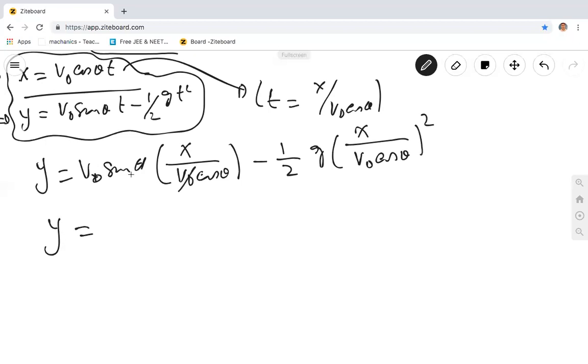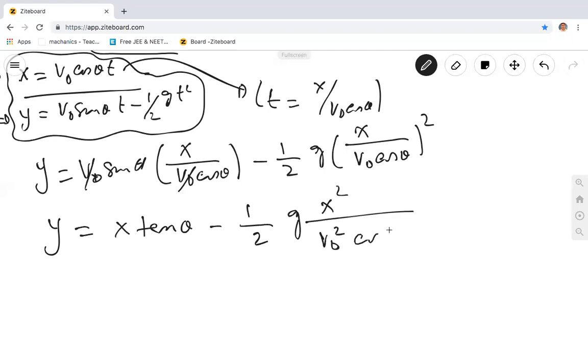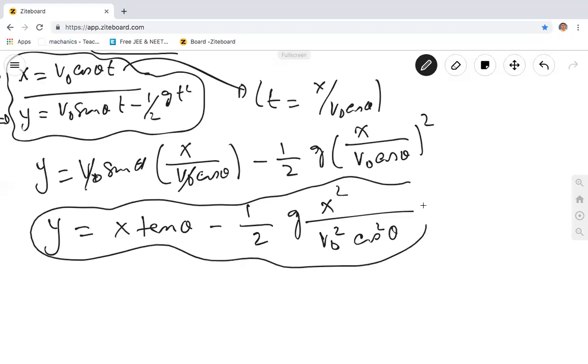So what is y? y is equal to, V0 cancels, so it is x tan theta minus, sin by cos is tan theta, 1 by 2 g x square by V0 square cos square theta. Yes, because this square and this square, right? Now look at the equation. This is quadratic. Yes, sir. Parabolic.